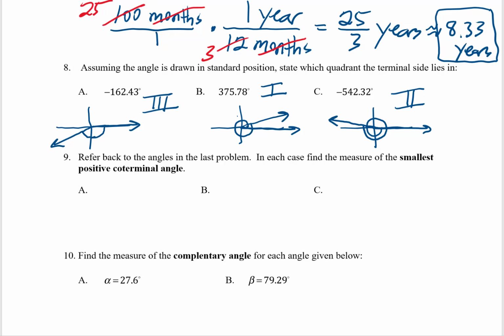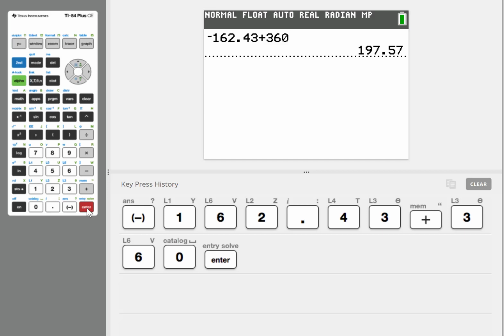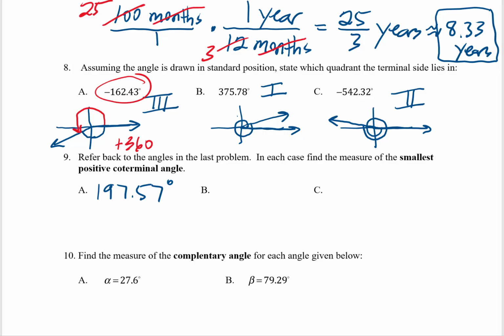Problem number 9. I want the smallest positive coterminal angle. To find coterminal angles, just add or subtract as many 360s as you desire. Looking in part A, the smallest positive coterminal angle would be this angle. I believe I can find that by just adding 360 to the angle that I was given. So negative 162.43 plus 360 gives me 197.57 degrees.